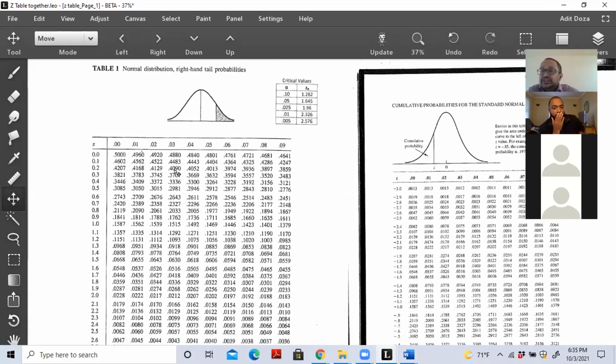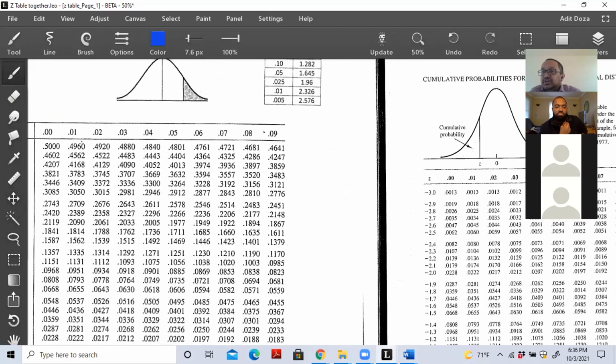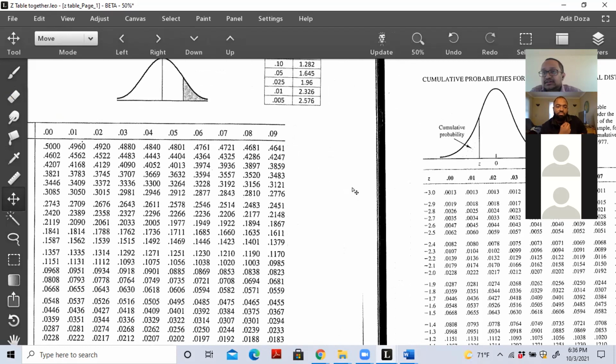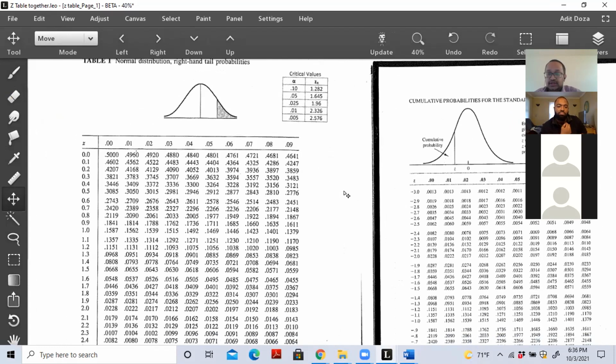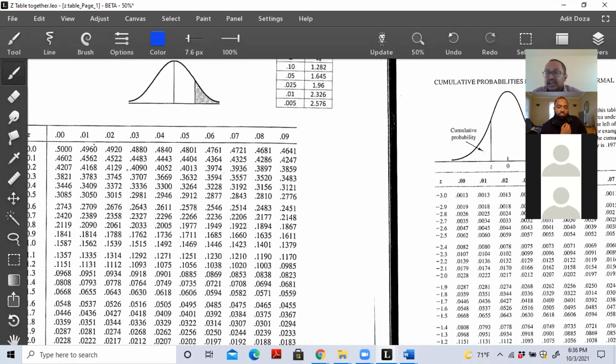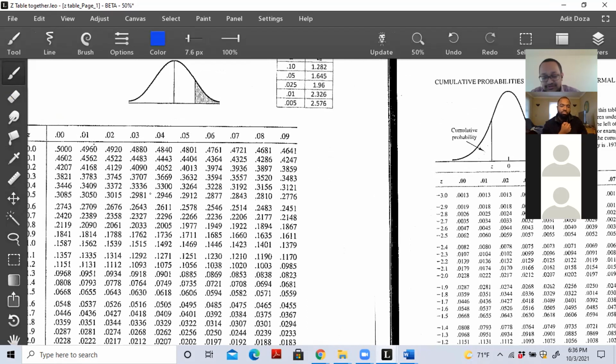See, we didn't teach you that. That's a little bit more advanced for the master's level classes, because that will confuse you guys a lot. So that's why we introduce Excel to calculate the p-value. Okay, but yeah, you can find it using the table too.